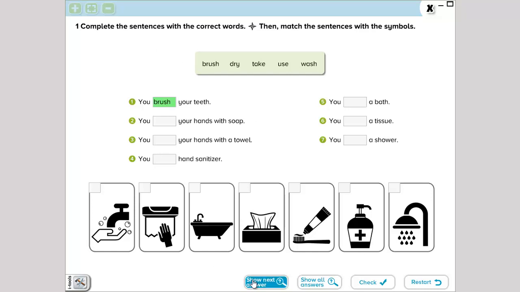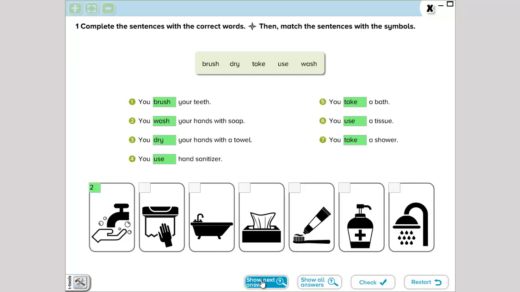You brush your teeth. You wash your hands with soap. You dry your hands with a towel. You use hand sanitizer. You take a bath. You use a tissue. You take a shower. Recuerden, esas respuestas yo se las doy para que ustedes chequen nada más, no para que solo copien, ¿ok? Recuerden que estos temas de la higiene son los que estuvimos viendo la semana pasada en el libro de language. Así que estas páginas que vamos a trabajar ahorita en vocabulary and grammar son para repasar eso, ¿verdad?